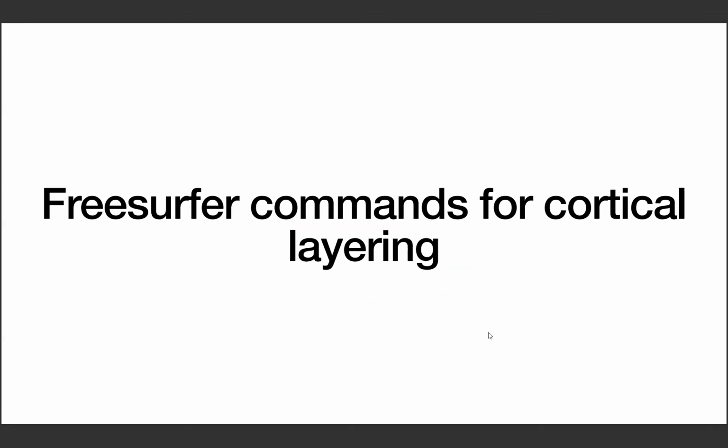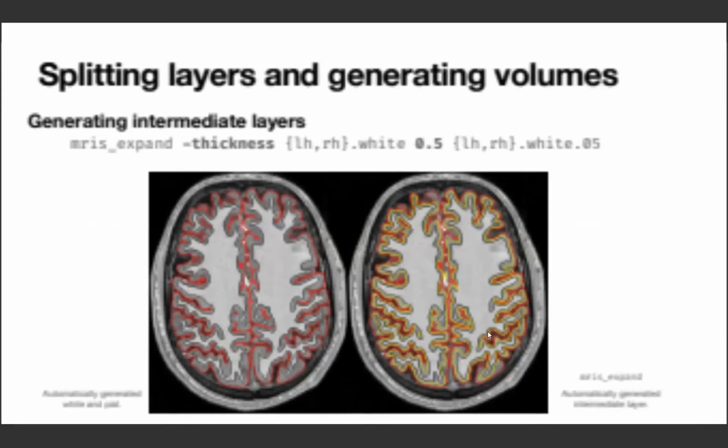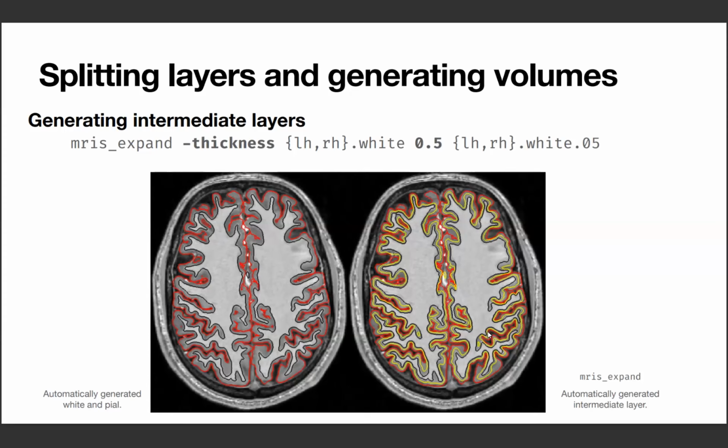Finally, some FreeSurfer commands for cortical layering, assuming that this is all done and we want to extract our cortical profiles. One command that's very useful is called mris_expand. This flag, thickness, makes it such that we expand as a function of cortical depth. So here, if I set it to 0.5, it'll generate an intermediate layer between the pial and the white, right at a cortical depth that corresponds to half of the thickness.